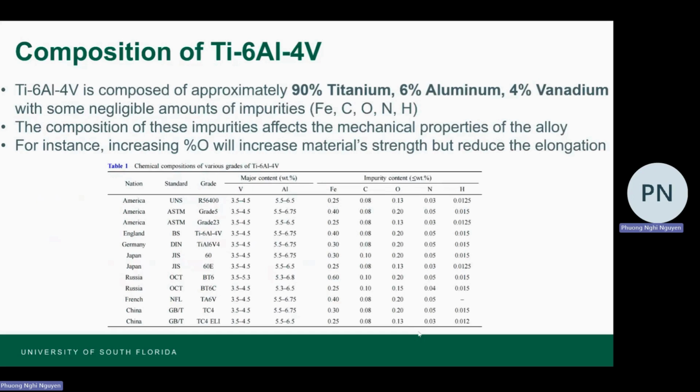For example, if we increase the percent of the oxygen in the alloy, then it's gonna result in an increase in material strength. However, it's gonna decrease the elongation of the material.